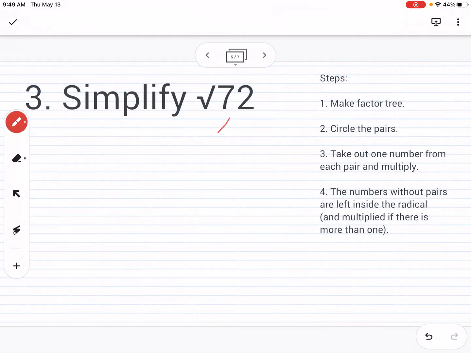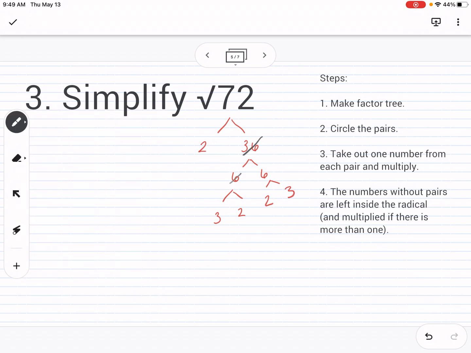Here we're doing the square root of 72. 72 would be like 2 times 36. 36 could be 6 times 6. You could also do 2 times 18, 3 times 12. It's up to you. You're just breaking it down with whatever numbers come to you first. 6 would be 3 times 2. And here, 2 times 3.